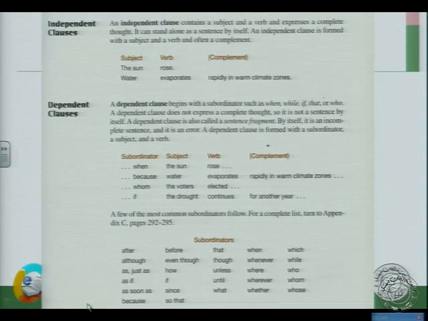حكينا independent clause contains a subject and a verb and expresses a complete thought. It can stand alone as a sentence by itself. With dependent clause, حكينا, begins with a subordinator such as when, while, if, that, or who, and it doesn't express a complete thought, so it is not a sentence by itself.